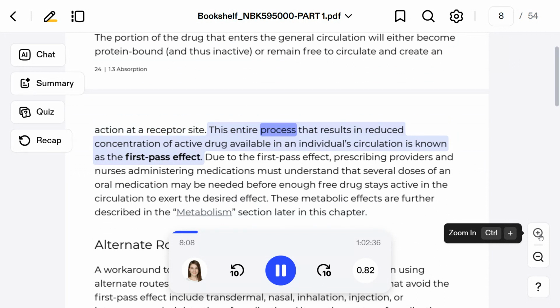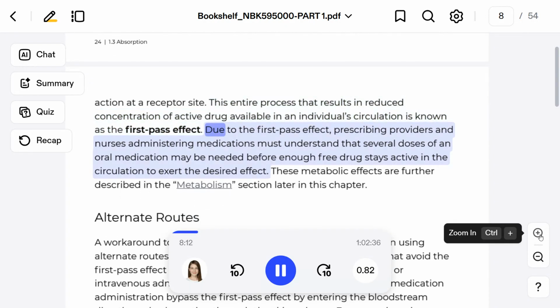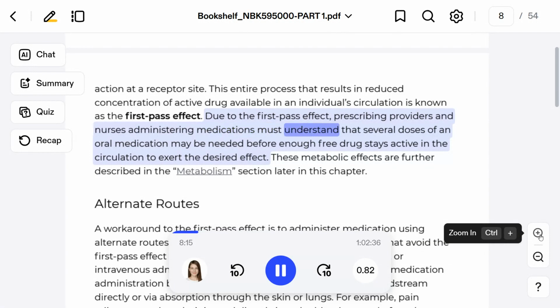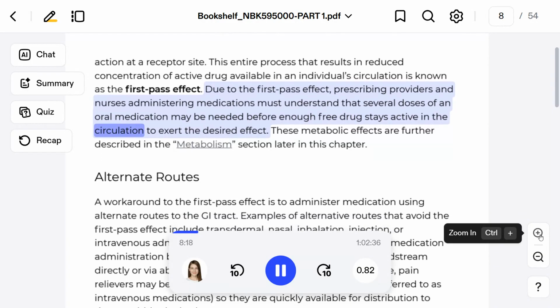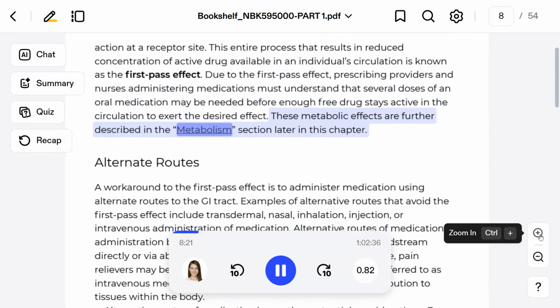This entire process that results in reduced concentration of active drug available in an individual's circulation is known as the first pass effect. Due to the first pass effect, prescribing providers and nurses administering medications must understand that several doses of an oral medication may be needed before enough free drug stays active in the circulation to exert the desired effect. These metabolic effects are further described in the metabolism section later in this chapter.